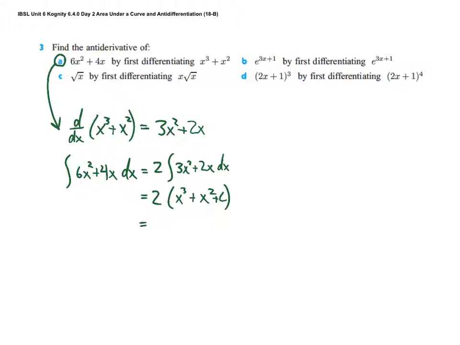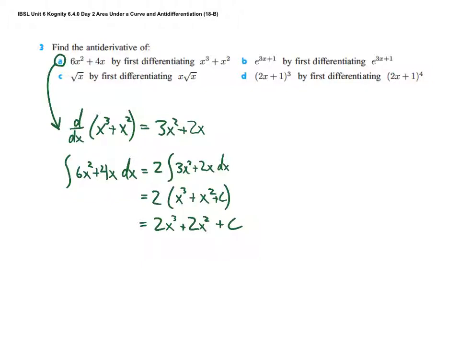It actually doesn't matter where the c goes. So we have 2x cubed plus 2x squared, and you don't need to write plus 2c because c can be anything. So you just keep the plus c at the end. So that's how you could handle those. Again, I'm trying to get you used to this whole concept of the inverse relationship here. And the better you understand that now, the easier this whole unit's going to be for you.